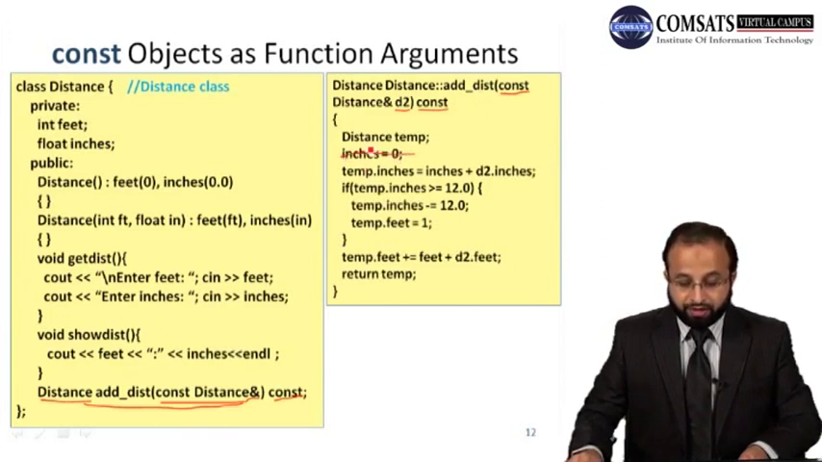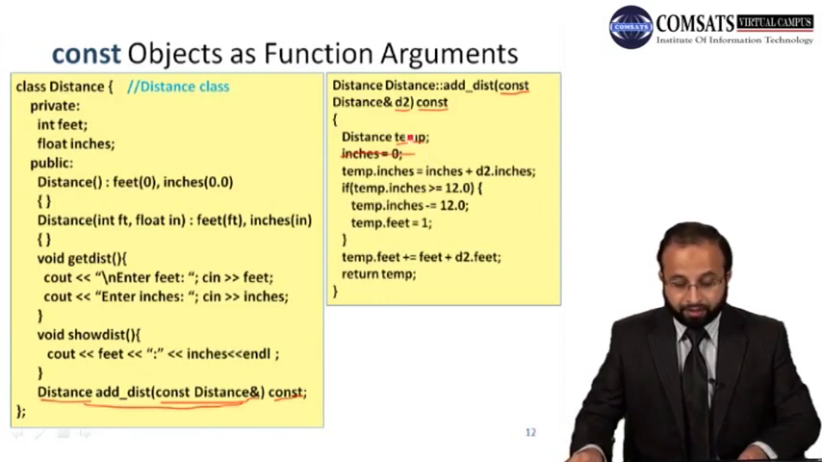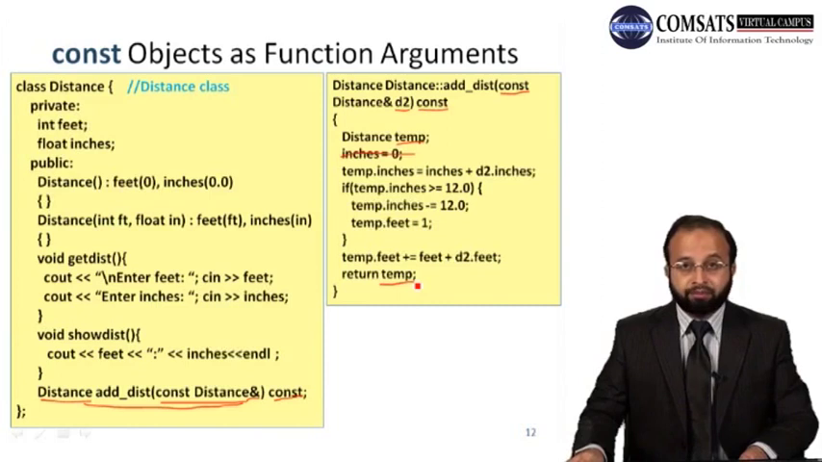So in this function we create an object of type distance, and the name of the object is temp. We assign some inches value and feet value in temp. We have already seen the logic in detail in the previous example, in the previous lecture. And then at the end we return the temp object. So temp is returned, and the type of the object is distance.